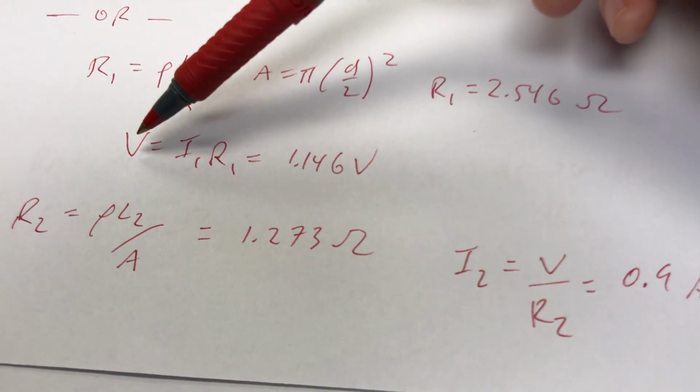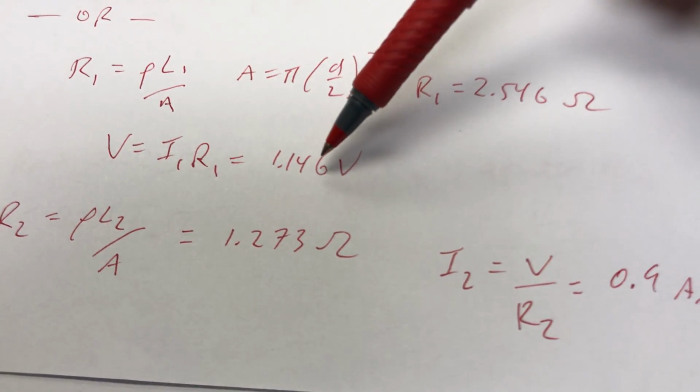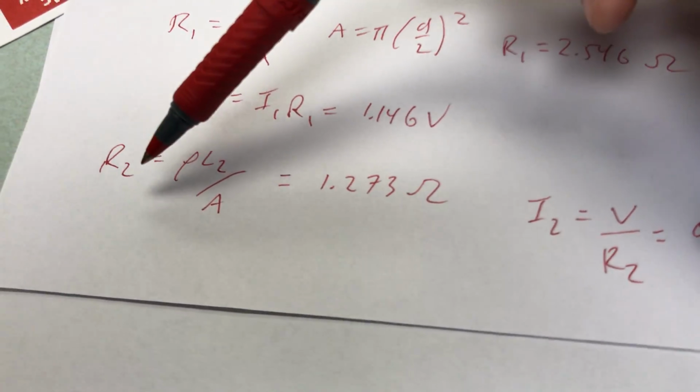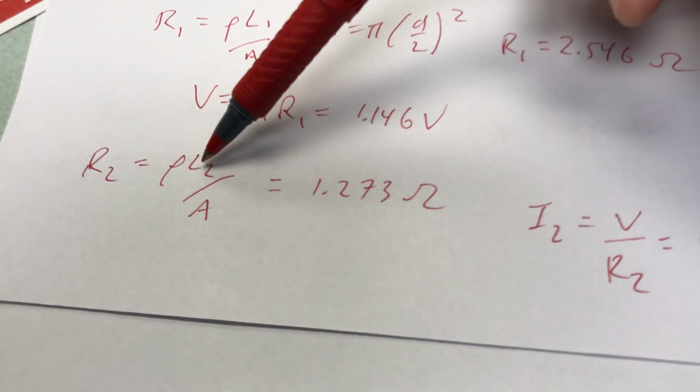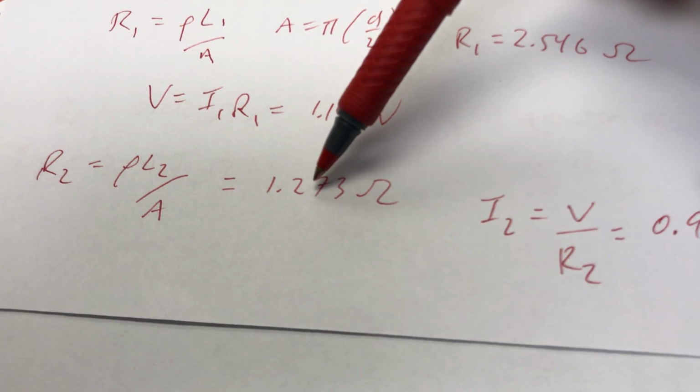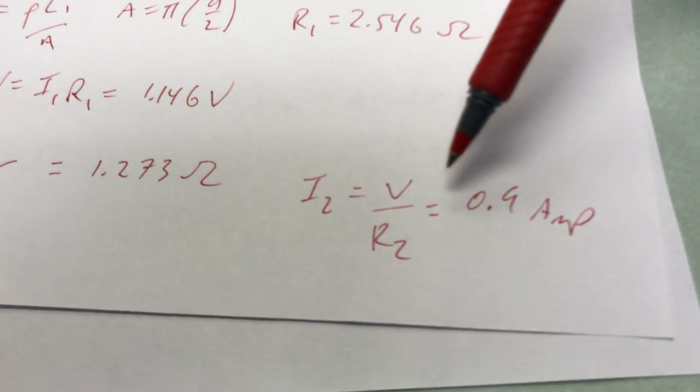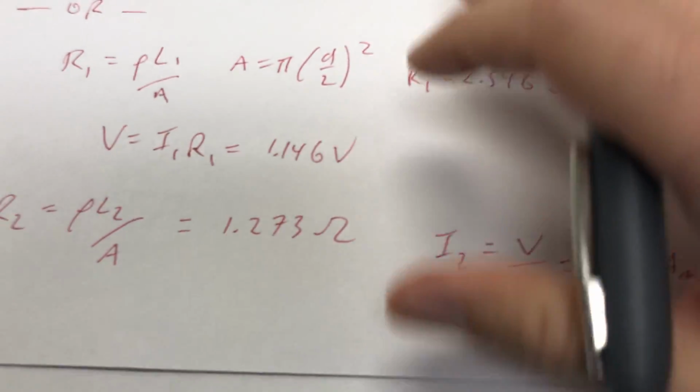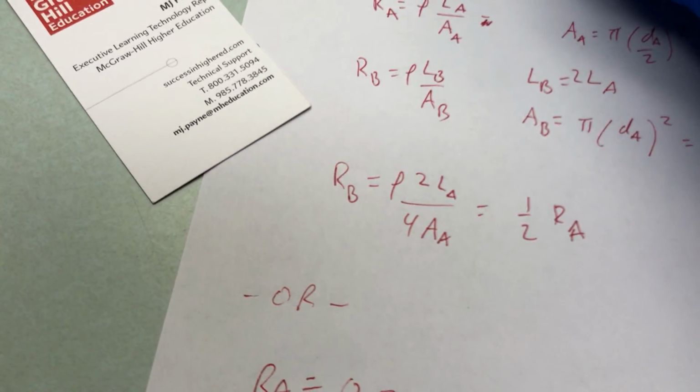From that, I can calculate the voltage. V is I1 R1, 1.146 volts. And then I can calculate R2, rho L2 over A. I get 1.273 ohms, and then calculate I2, and I still get the same thing. Boom. Okay, other section, because there's two different quizzes.